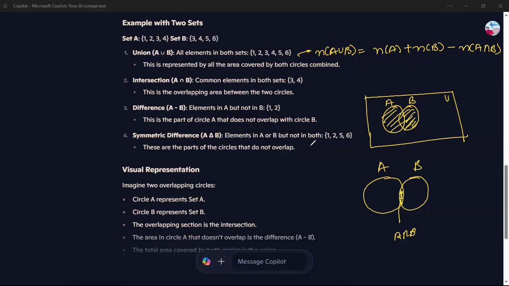Yes, sir. For the cardinality of the intersection of sets, we'll use the same formula. We'll bring this to the left hand side and this to the right hand side. We will have the formula. Okay. Yes, sir.